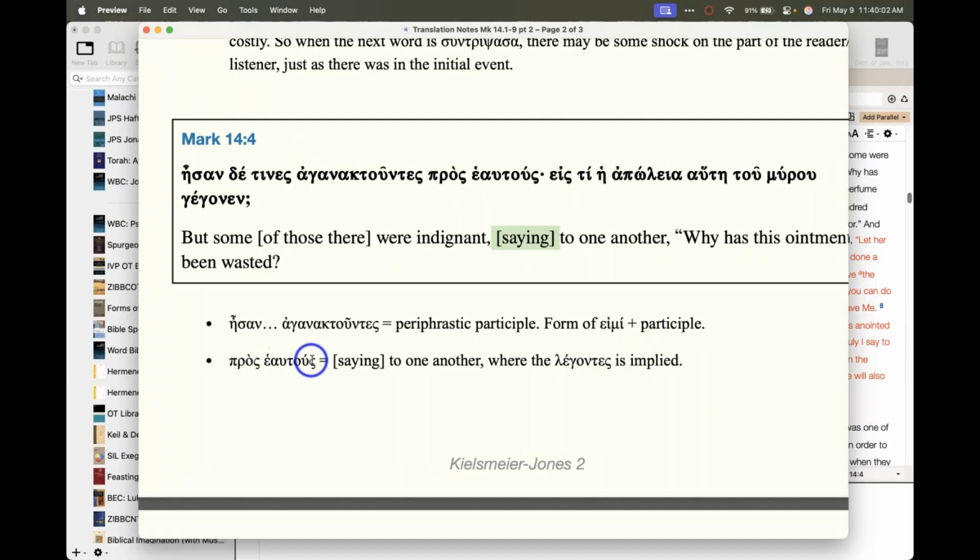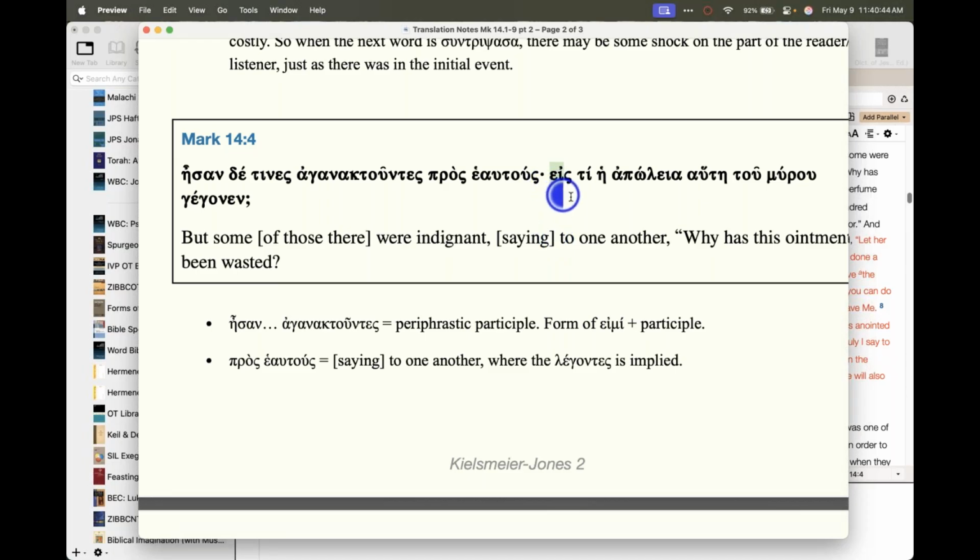So the pros heautus, saying to one another, if you assume that legantes fits there, then the pros heautus, that reflexive to one another, describes the saying. Without legantes there, it's also possible that this aganaktountes, that they were indignant and kind of amongst themselves, and they wouldn't be indignant toward each other. I don't think that really makes sense. But this is not easy to translate just because that saying verb is not included.